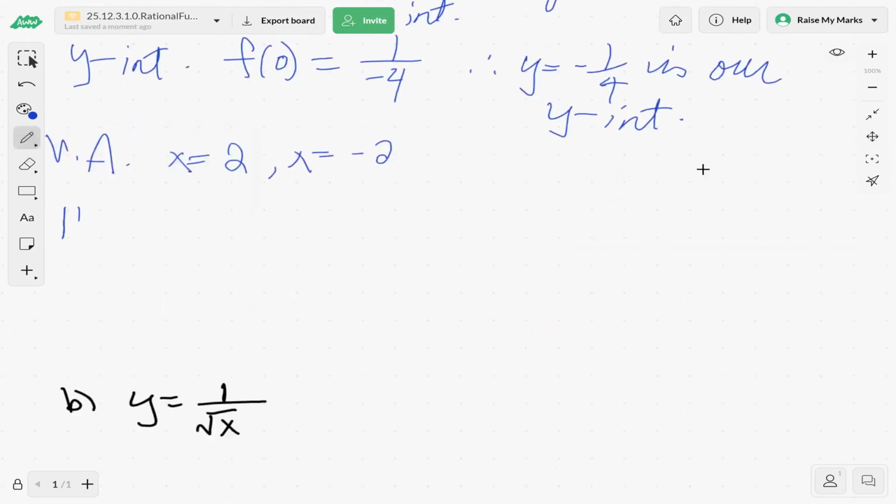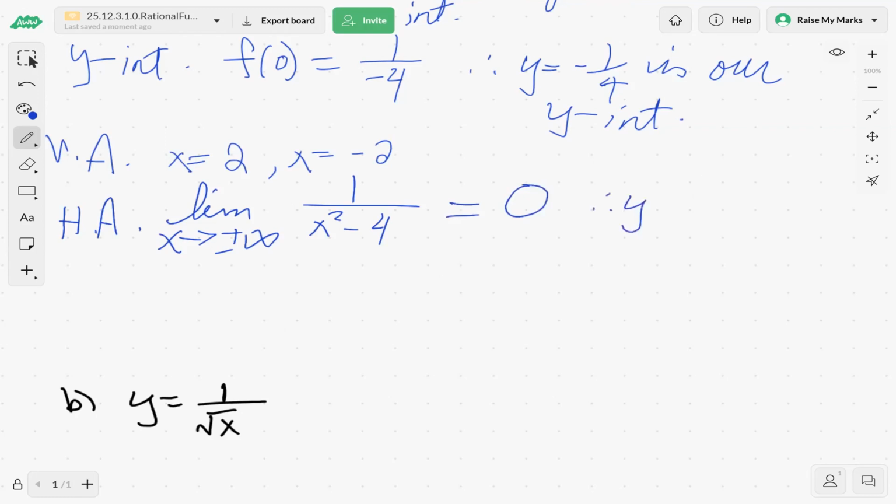Next, we're going to look at the horizontal asymptote. Our horizontal asymptote occurs when we look at the behavior of the function as x tends to positive infinity or negative infinity. So the limit as x approaches positive or negative infinity. Well, let's see what happens. Our function is 1 over x squared minus 4. As x gets very large, we have a constant 1 over a very large number, and that just equals 0. So therefore, y equals 0 is our horizontal asymptote.